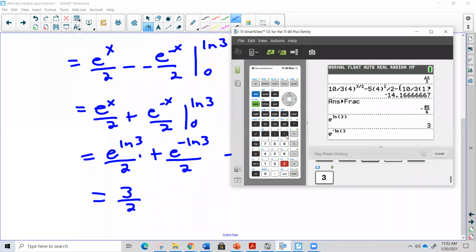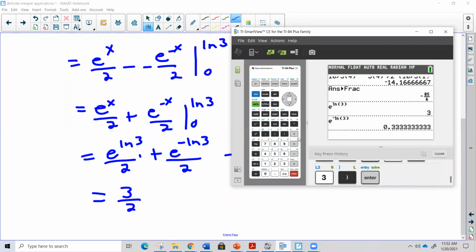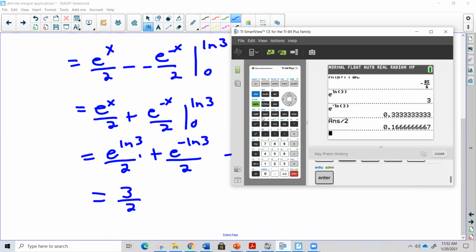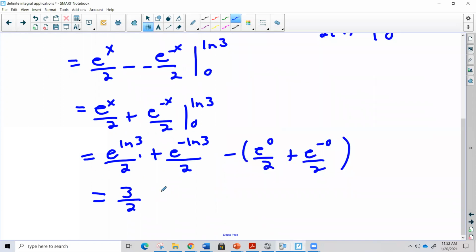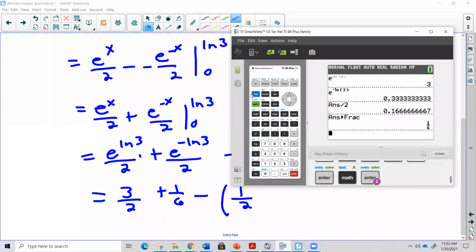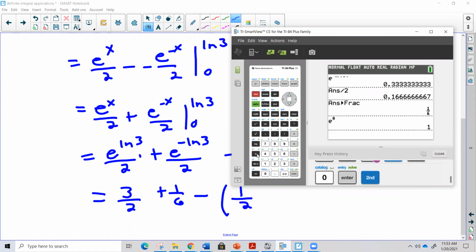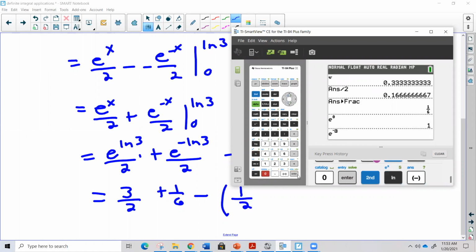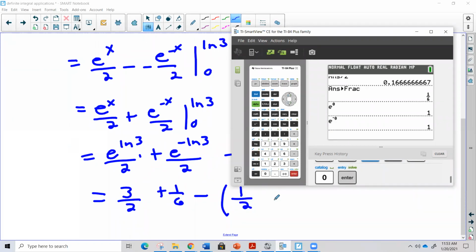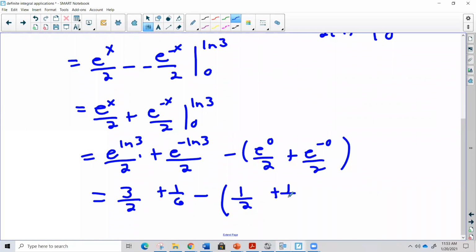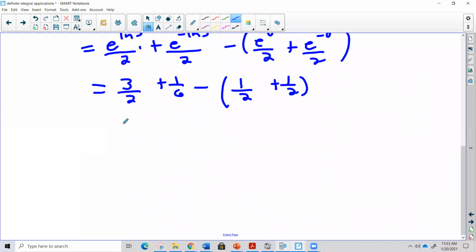So just do e to the negative ln of 3 divided by 2, and then hit math fraction to get it as a fraction. So we get 1/6. Okay, and then e to the 0 is the same as anything to the 0, which is just a 1. Again, you can type in your calculator e to the 0 to find it, and you can also do e to the -0, but -0 is the same thing as just 0, so it's still e to the 0, which is 1. So this is also 1/2. 1/2 plus 1/2 is 1.